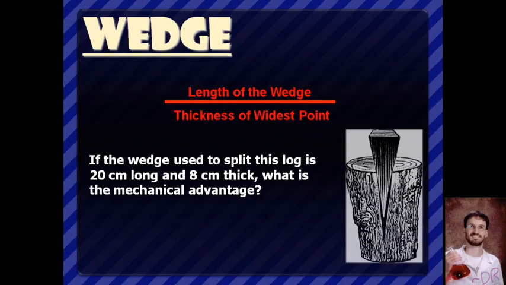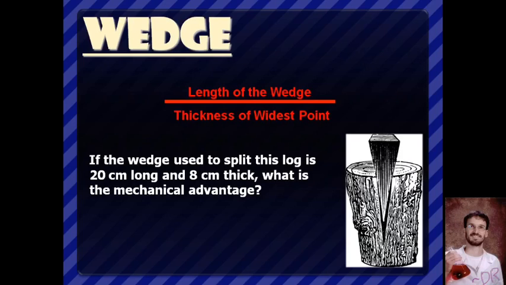So here's a problem. Let's say I'm going to use this wedge to split this log. I find wedges and sledgehammers to be far more effective at splitting logs than axes. You can really pinpoint where you're going a little bit better. You can create a lot more force. So how does this work?